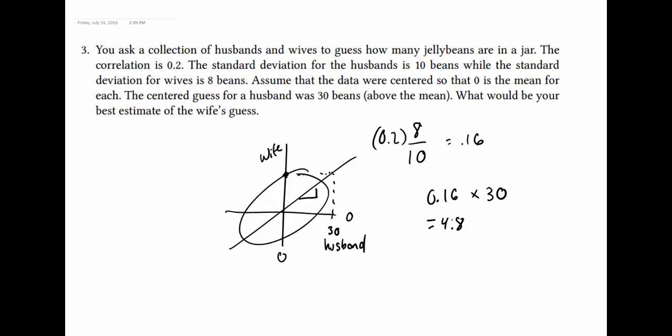Now you might wonder, if the husband's guess was 30 beans above the mean, why is the wife's guess only 4.8 beans above the mean for wives? The reason is that the correlation is very low. Remember, if the correlation was 0, then we would simply multiply the husband's guess times 0 and always get 0 as our estimate. That is the regression to the mean. We're shrinking the wife's estimate very much toward the mean because the information contained in the husband's guess is relatively low for predicting the wife's guess.